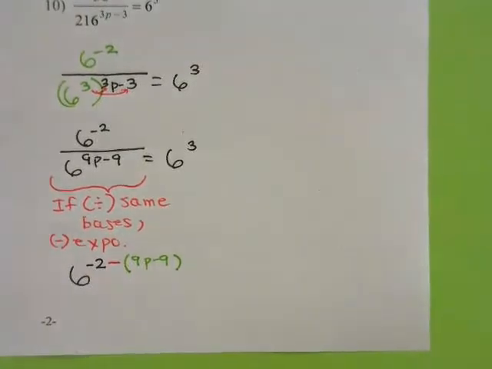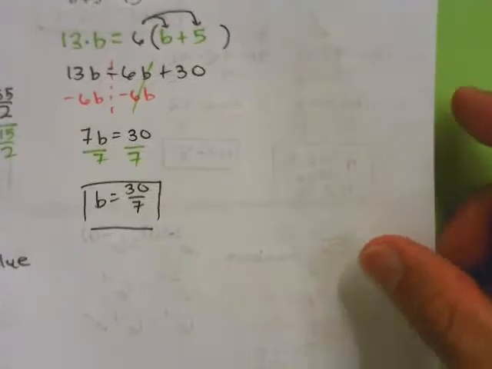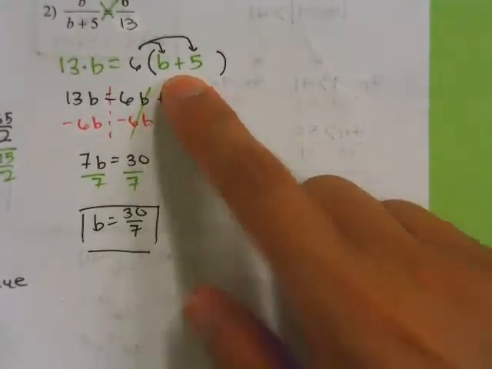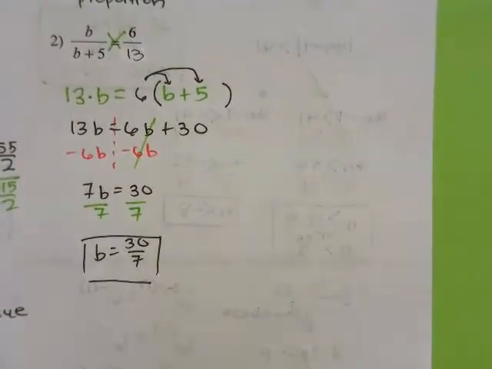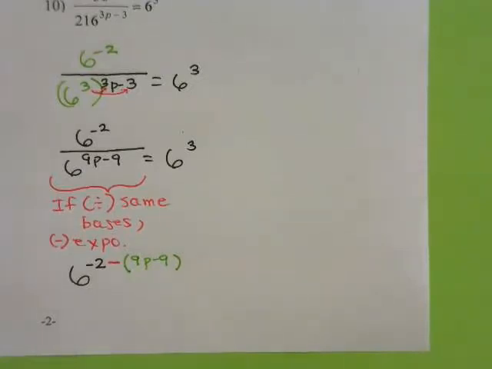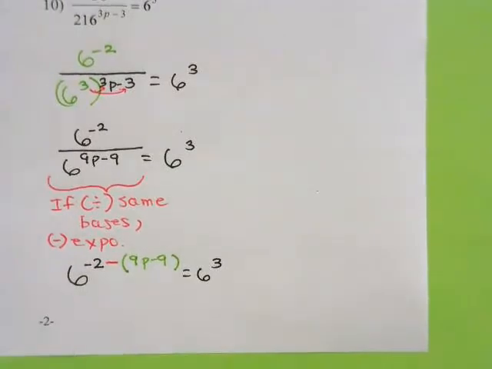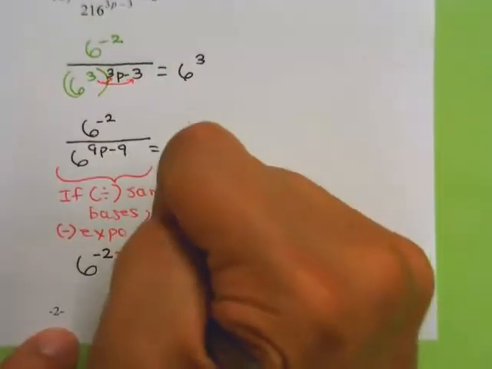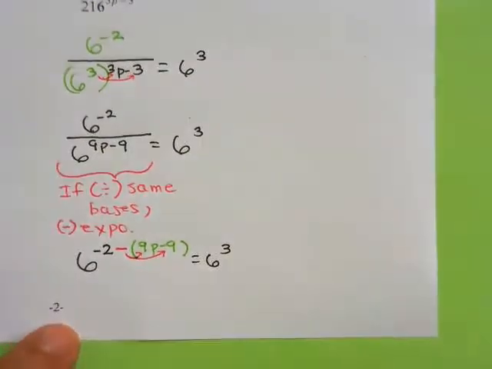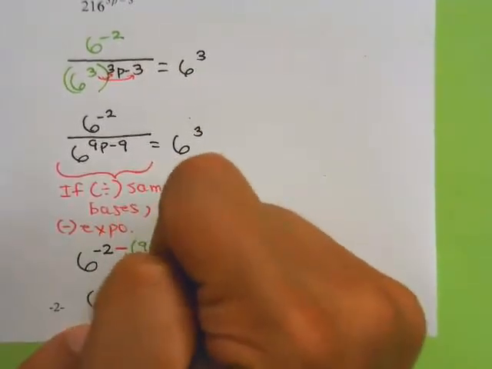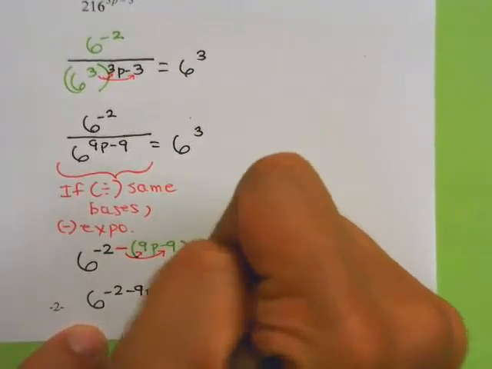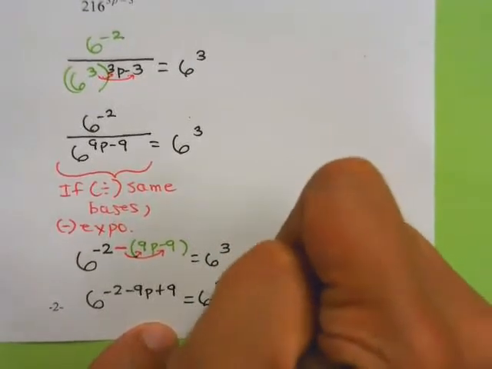This rule with adding in the parentheses just keeps going. If you take a look back on number 2, we had to add that parentheses for the proportions because there was more than one term. So similar to number 10 too as well. 6 to the third. Then we are going to distribute this part over here. 6 to the negative 2 minus 9p plus 9 is equal to 6 to the 3.